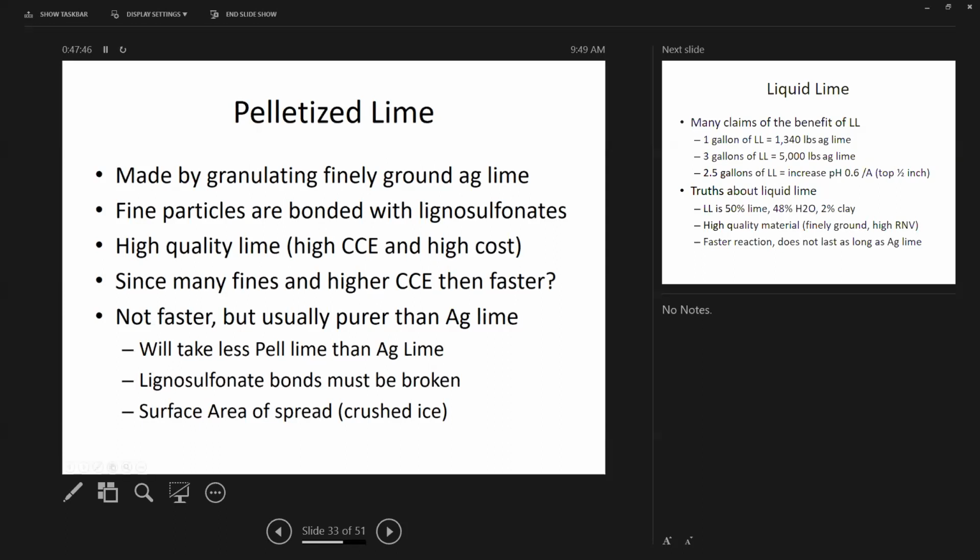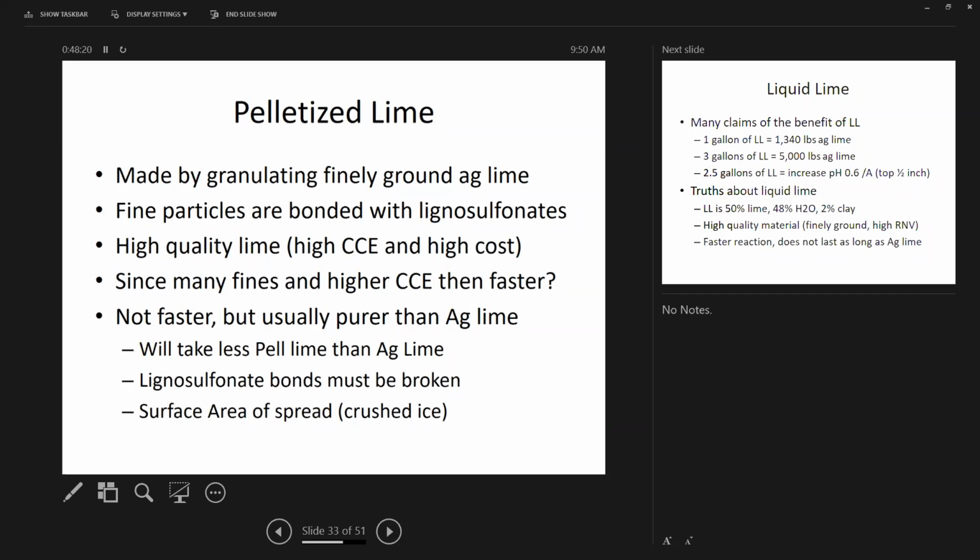1, 2, 3, 4, 5. I get 5 pieces of pelletized lime. So it's not getting the same coverage, and then it has to break down. So I like to use the analogy of ice. I know I used ice the other day, but if you have one of these fancy refrigerators, you can either get whole cubes of ice, and throw that out there, let that represent your ag lime, you get a whole cup of ice cubes and throw it out on the ground, watch it melt.